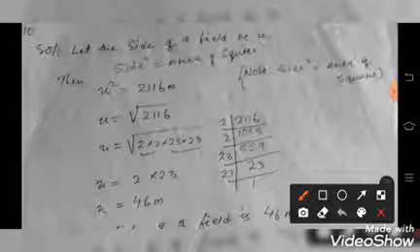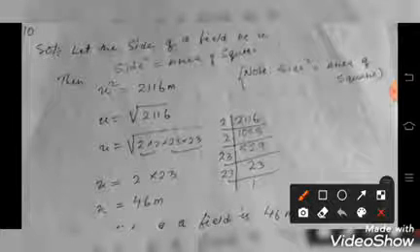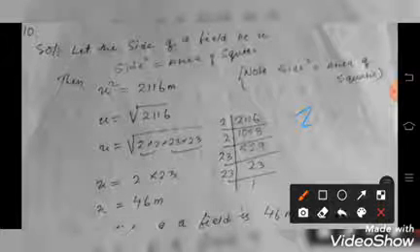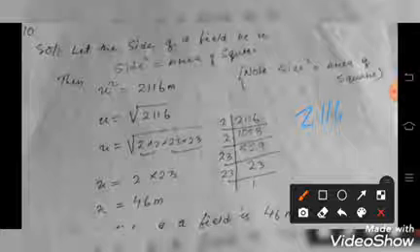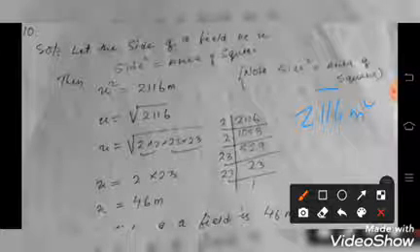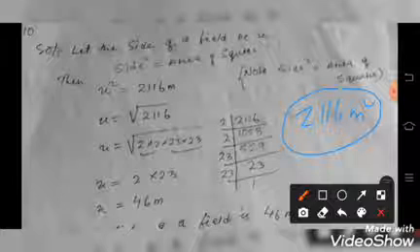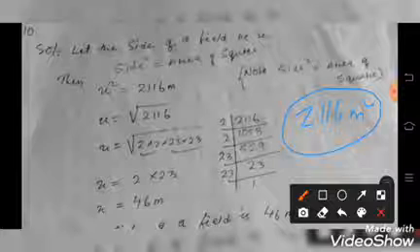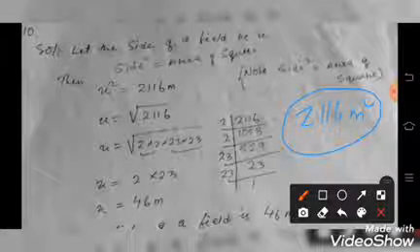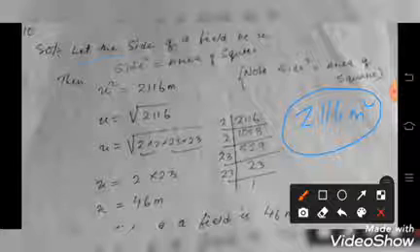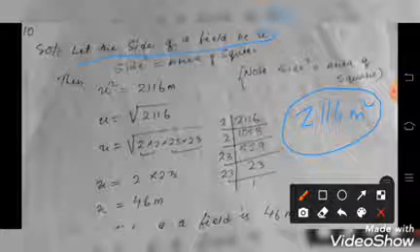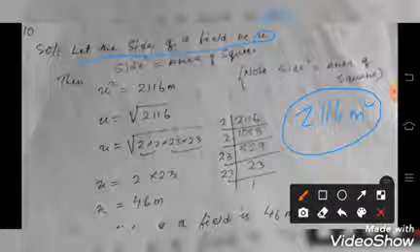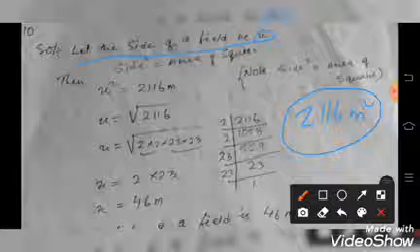The question is asked to find out the side of a field. That means the area of the square field is given: 2116 square meters. This is the area of a square field. Then we do not know the side of the field, so we have to do it like this. Let the side of the field be x. So here x is the side of the field.